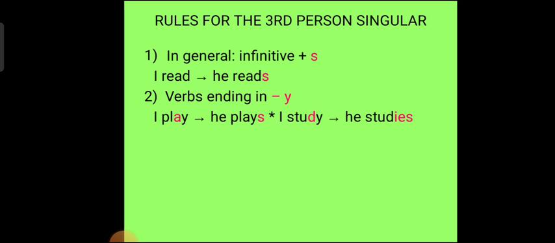These are the vowels. Here, in general, I add s, but if the verb ends in y, we have two conditions. If before y it's a vowel, I will add s without any other letters. And if the verb ends with y and before y we have a consonant letter, I will add ies to the verb.